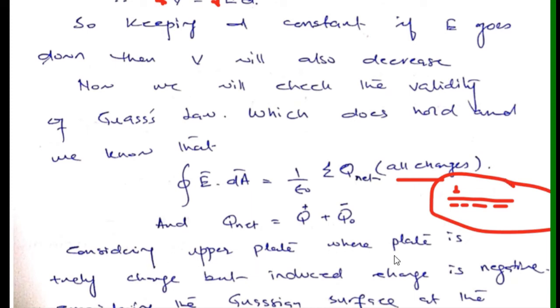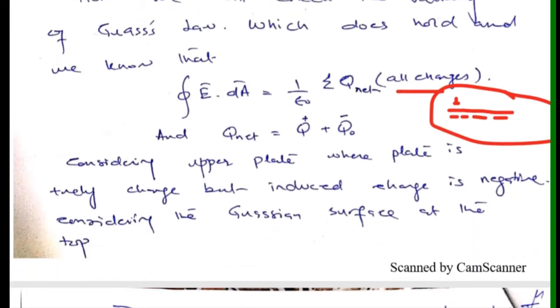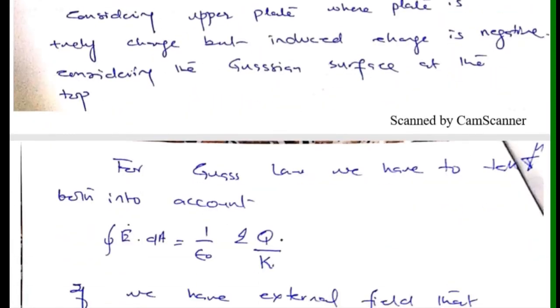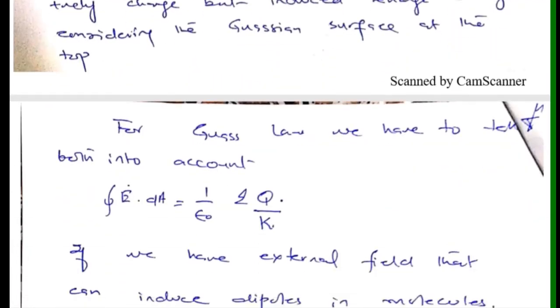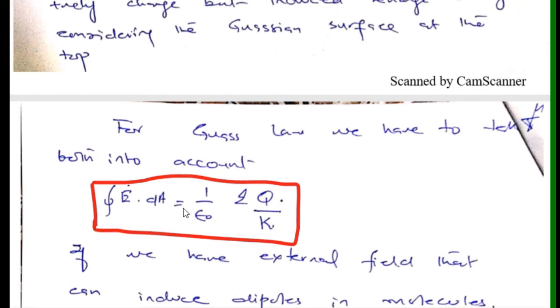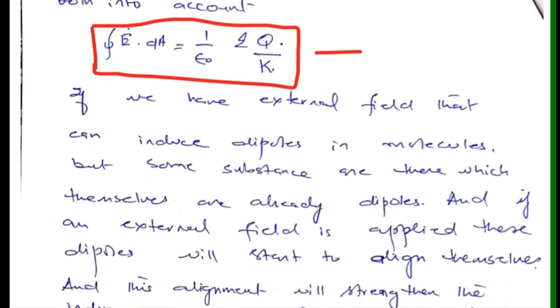So considering the upper plate where we have positive charges and the induced charges, they are negative. So this is the Gaussian surface we are considering right now. Taking this into account, we can write the equation that closed surface integral E dot dA equals 1 over epsilon summation q over kappa. So from here we know that yes, Gauss's law does hold in this case.